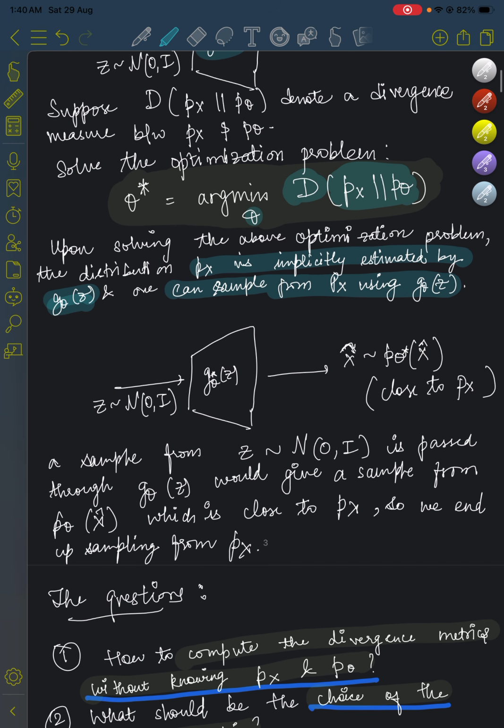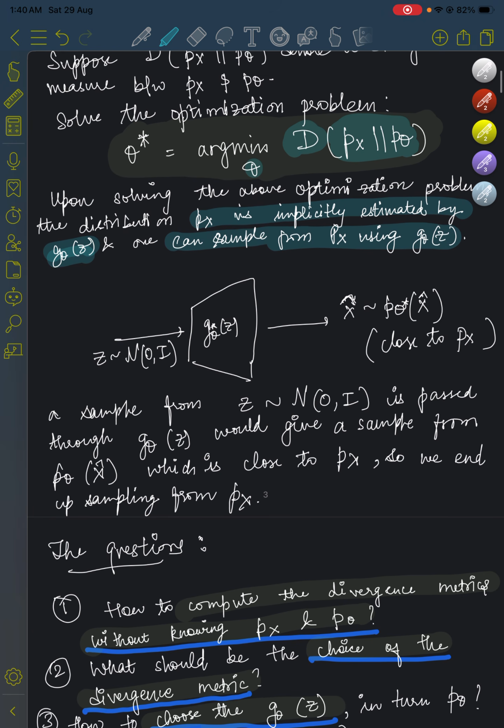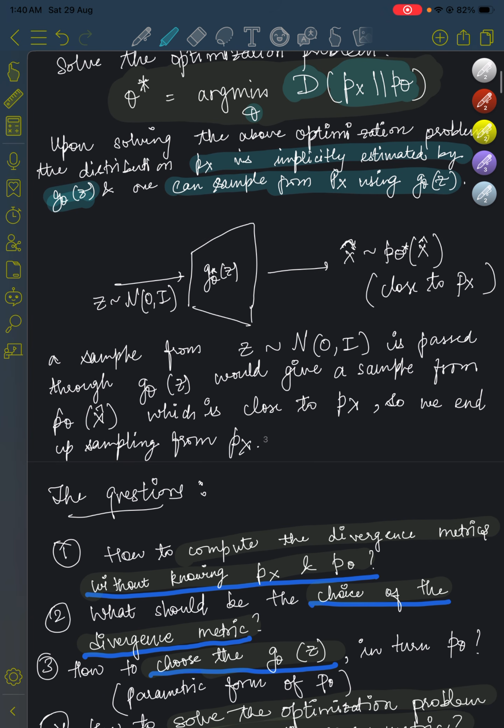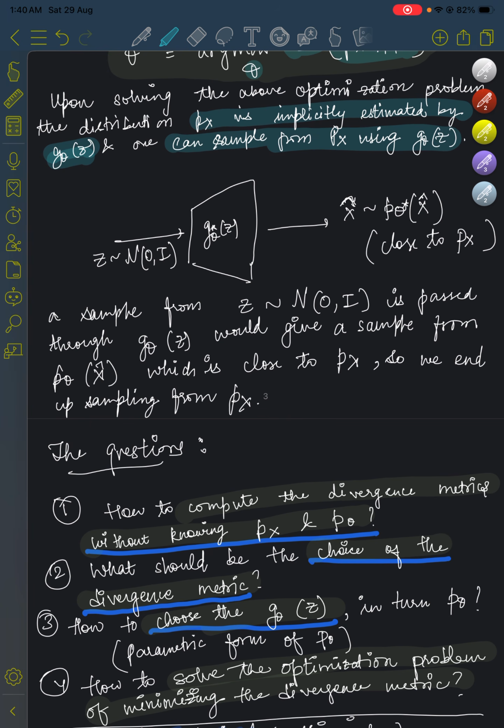So next, after optimization, this theta star will be fixed, and we just pass a z through this optimized neural network, and then we get a sample which is actually from the true distribution. So that's how we are able to generate a data point from the actual distribution.